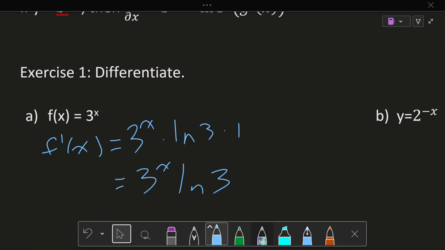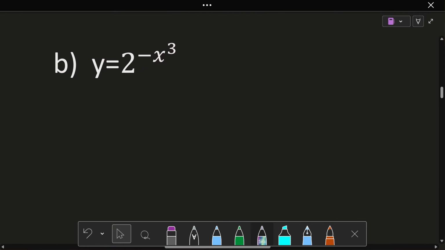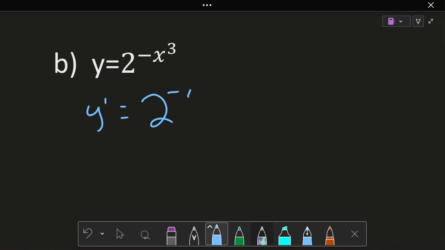Okay, so let's look at another one. If you pay attention to what I'm doing, it's not that bad. So we write our function down, ln of the base, derivative of the exponent. That's what I'm going to be doing over and over again. So looking at this one here, y equals 2 to the negative x to the 3. So what did that say we do? So y prime is equal to write my function down times the ln of the base times the derivative of the exponent.